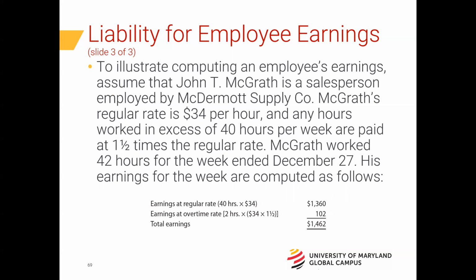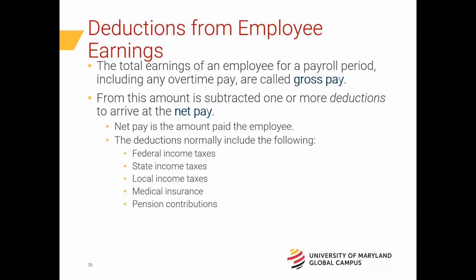That's their hourly rate for overtime. Total earnings, $1,462. So you take regular earnings plus overtime earnings, $1,462 for this employee. Now let's talk about their paycheck. How does it look? Gross pay. This is your regular payroll plus overtime plus other things before deductions. That's called gross pay.